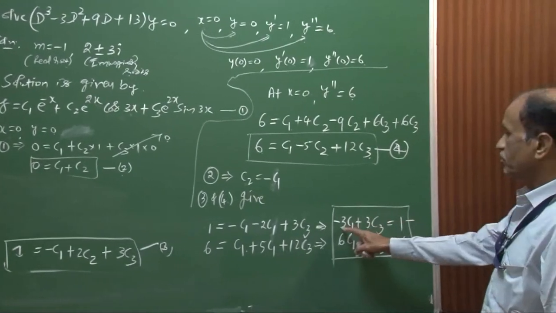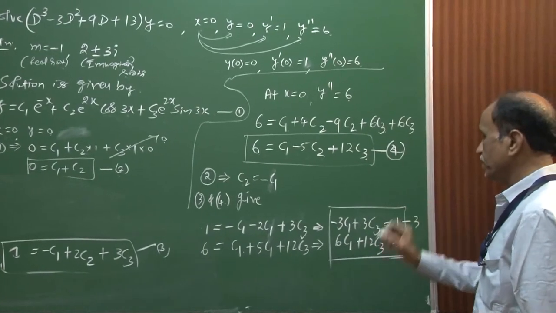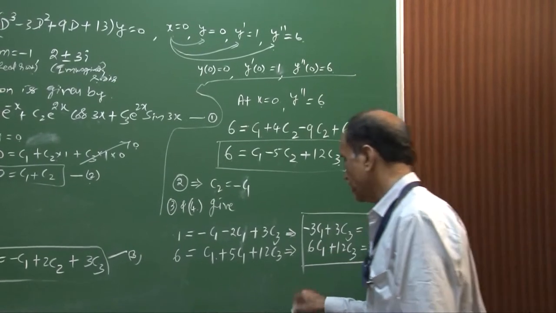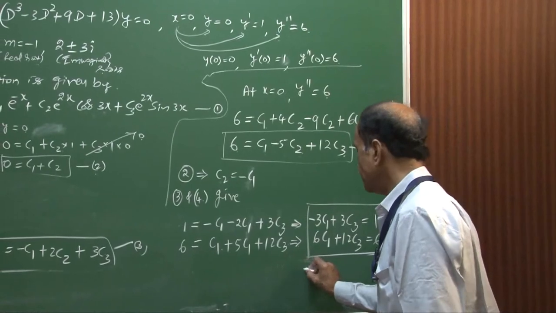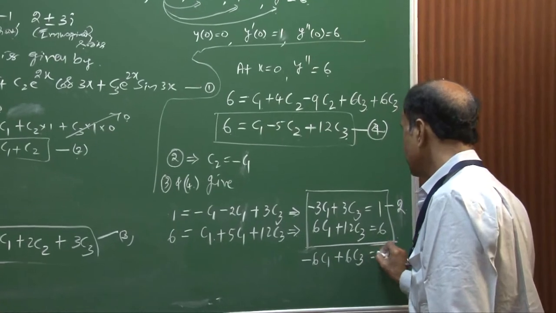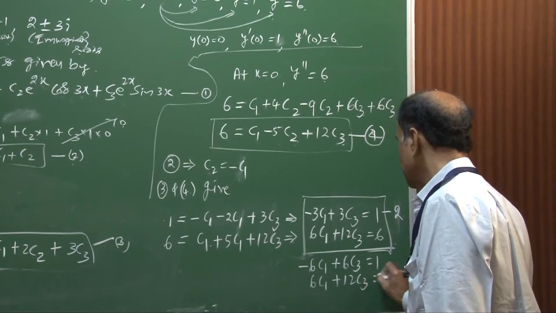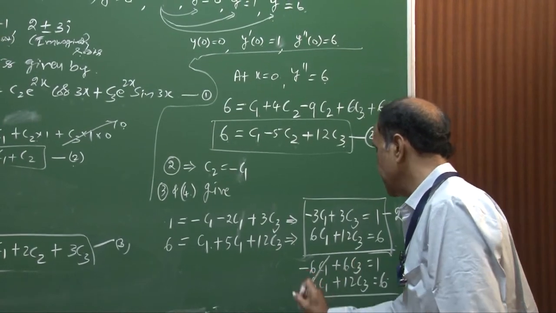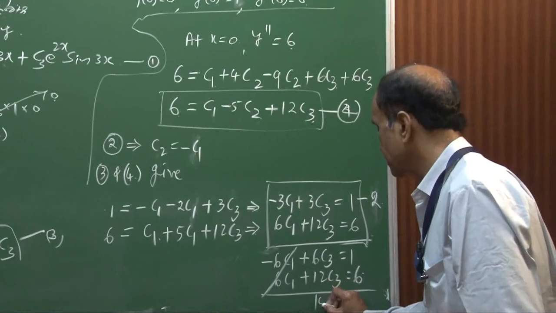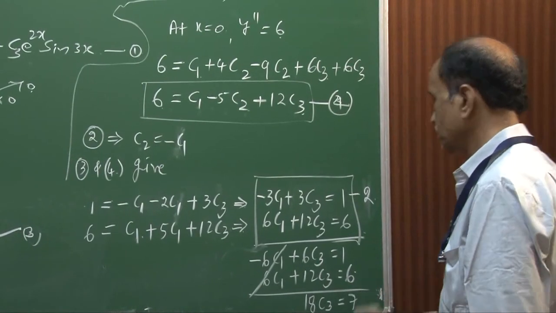The first equation will be multiplied by 2 to match the coefficient of the second one, so you will get 6. Then this should be minus 6 C1 plus 6 C3 equal to 1, and 6 C1 plus 12 C3 equal to 6. So this cancels, and on addition you must take, this is 18 C3 equal to, addition means 7 you are getting.